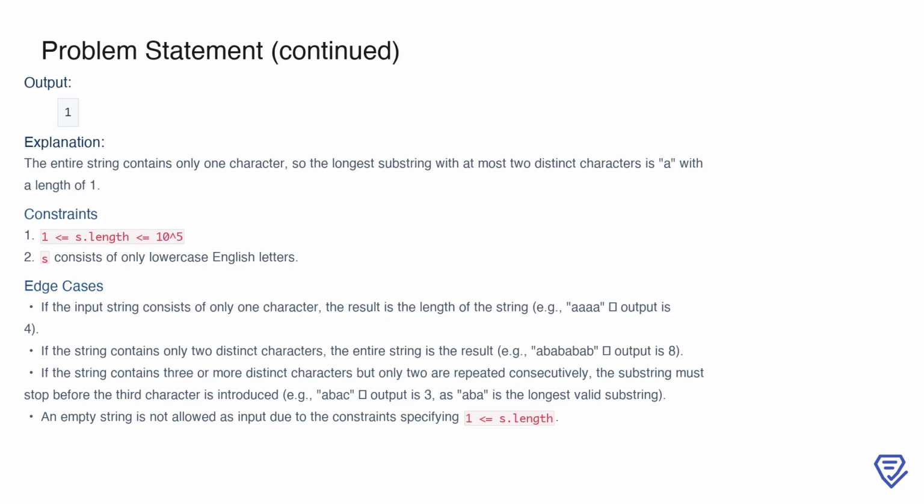The length of the input string, S, is guaranteed to be between 1 and 100,000 characters, and it will only consist of lowercase English letters. For edge cases, if the string contains only one type of character, such as AAA, the result is simply the length of the string. If there are exactly two distinct characters, like in ABABABAB, the entire string is the valid result. On the other hand, if a third distinct character interrupts the substring, as in ABAC, the valid substring ends before the third character, resulting in a length of 3 for ABA. Lastly, an empty string is not a valid input due to the constraints.